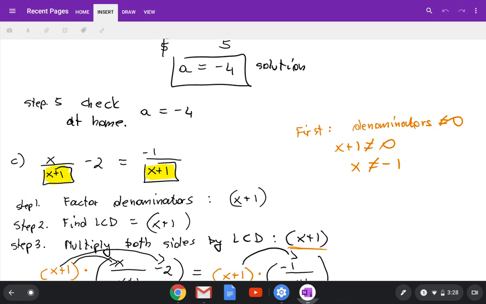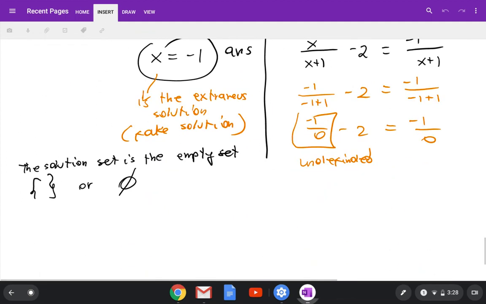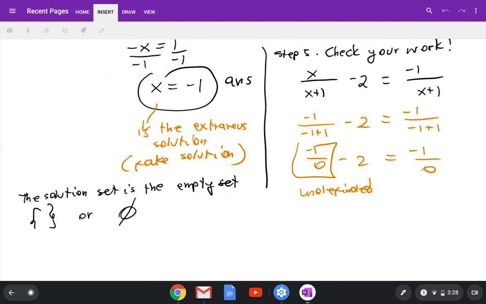Except x equal to negative 1. So the solution could be any number, but not negative 1. In our case, we end up with that negative 1, which, again, is not a solution. So be careful with that. You may be able to solve and get a number, but it's not your answer. So I recommend not to skip step 5. Again, we plug it in, and like you see, we end up with something undefined. So we don't have a solution in this problem.